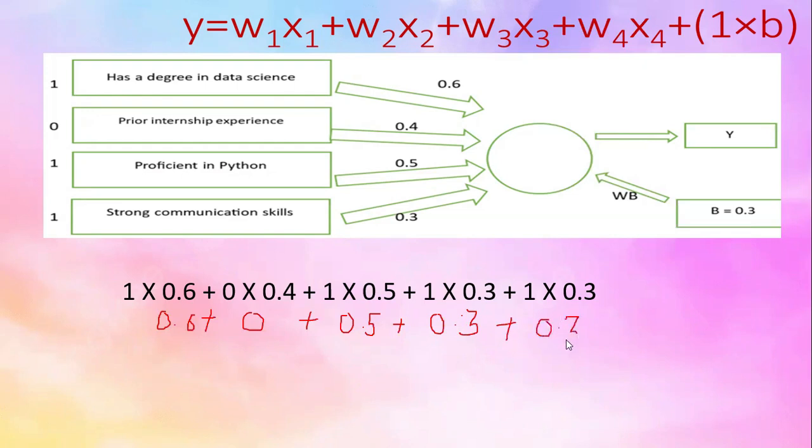Now to sum it up, we calculate the value of y, which is equal to 1.7. That means the answer comes to be 1.7, and this is how we calculate the value of y as 1.7. Hopefully, this video will sort out all your issues related to the perceptron.